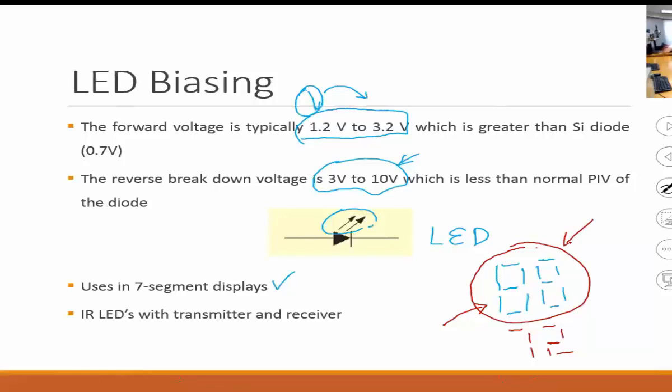Yeah, when all the LEDs light up, then it would look like an 8. 7-segment means there are 7 LEDs in there. The DMM in front of you, you see each digit visible to you. If you turn it on, you will see only some will light up.